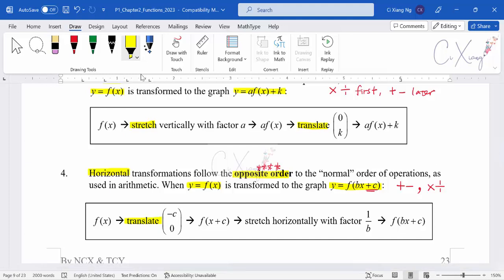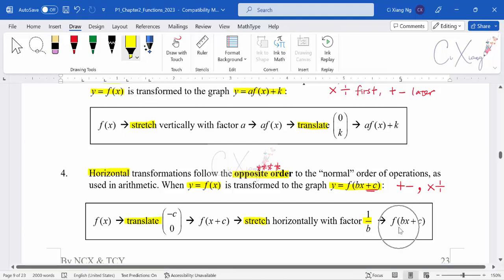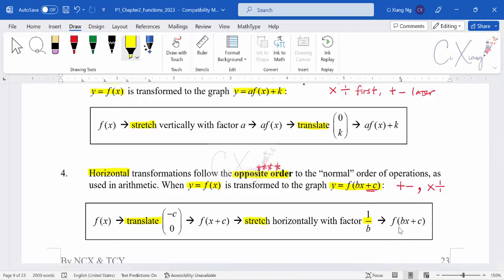So when you have a translation with the vector (-c, 0), your function will become f(x + c). After that, only then you stretch it horizontally with the factor 1 over b, and therefore you get f(bx + c). So you can see that the order is actually in the opposite way to how we do it normally.